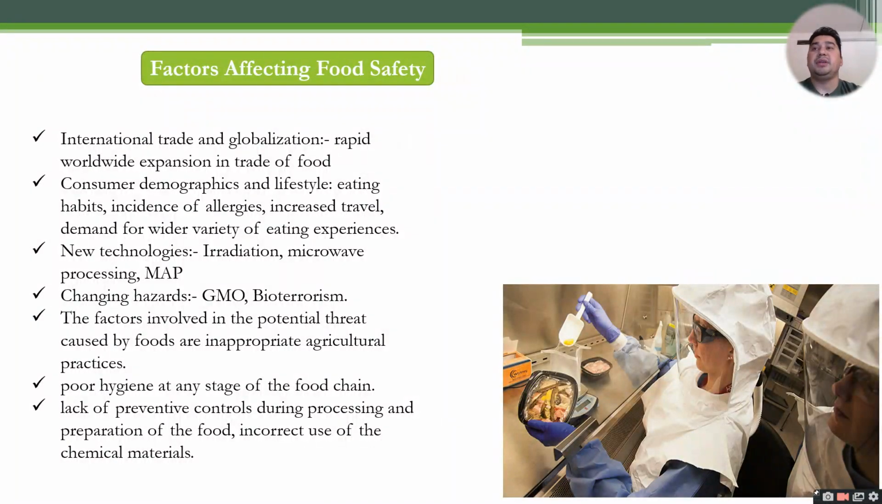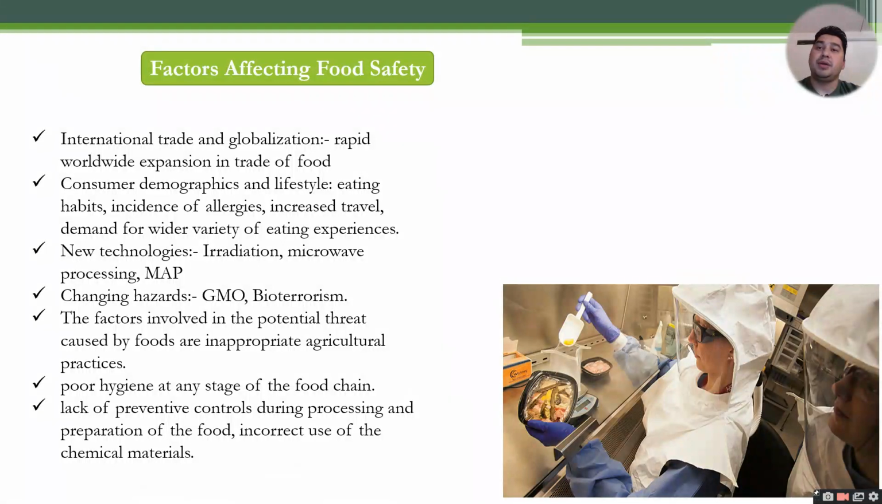Factors affecting food safety. What are the things that can affect food safety? International trade and globalization, rapid worldwide expansion in trade of food, consumer demographics and lifestyle, eating habits, incidence of allergies, increased travel, demand for a wider variety of eating experiences, new technologies like irradiation, microwave processing, and MAP, modified atmosphere packaging, changing hazards, genetically modified organisms, bioterrorism.